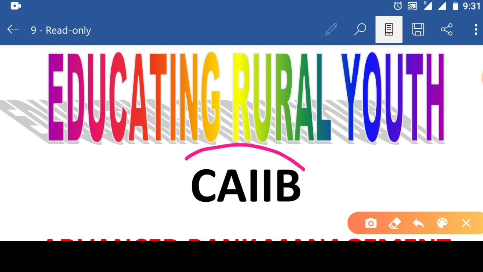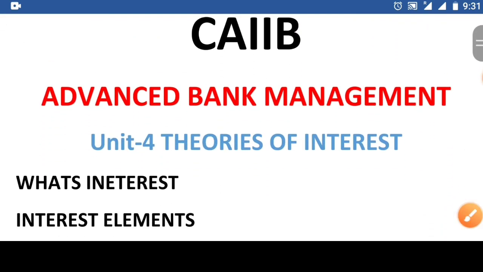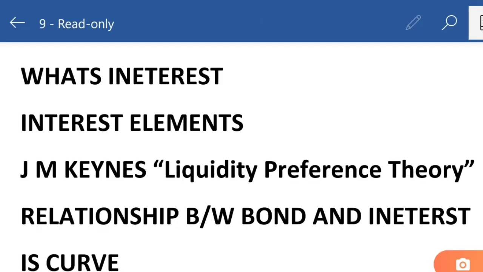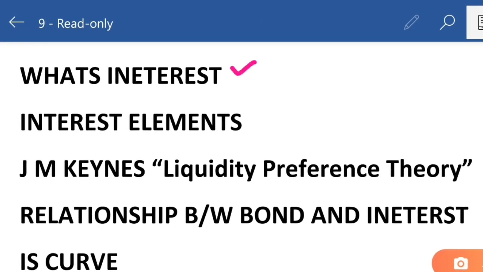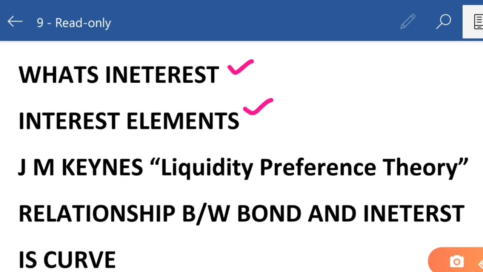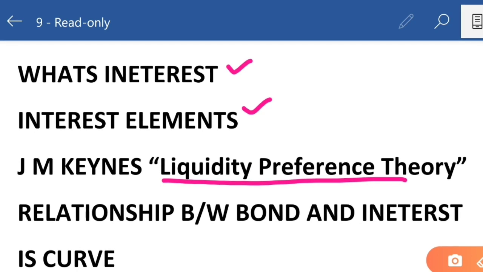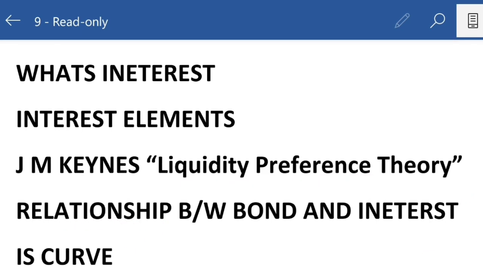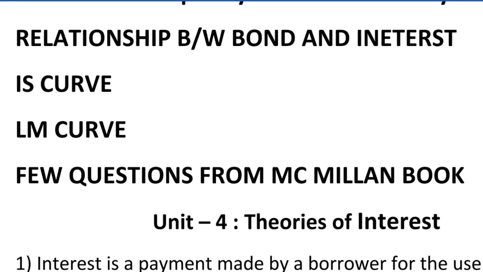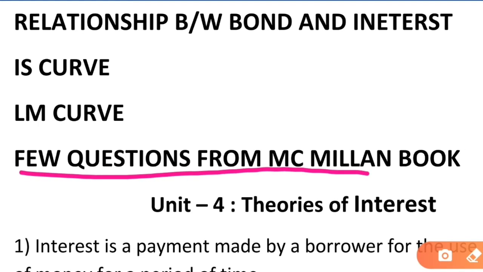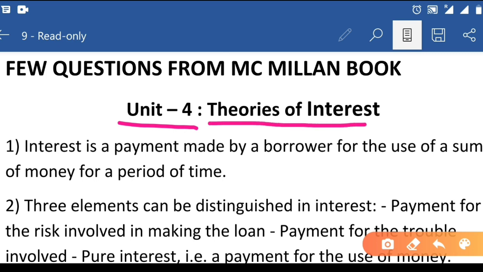Today we are going to cover CAIIB Advanced Bank Management Unit 4 Theories of Interest. In this video we are going to cover what is interest, what are interest elements, what is J.M. Keynes liquidity preference theory, what is the relationship between bond and interest, what is IS curve, what is LM curve, and a few questions from the Macmillan book. Unit 4 Theories of Interest.